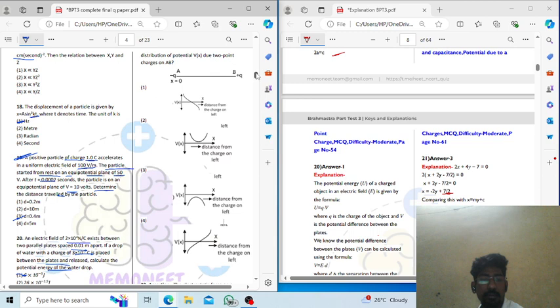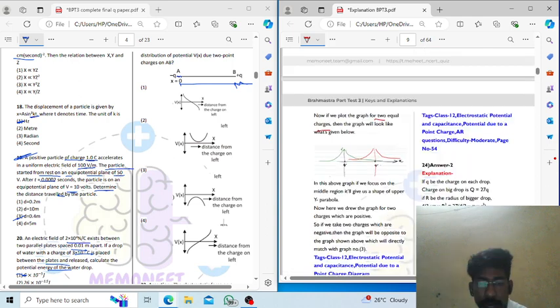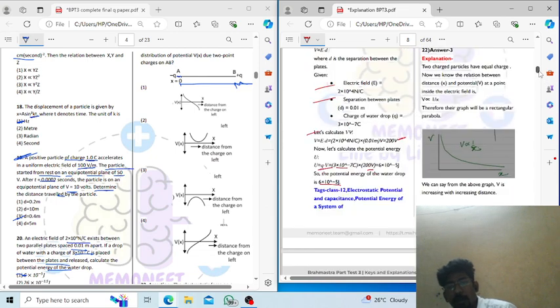First of all, you know the relation between V and X is inversely proportional. So their graph will be this rectangular parabola. Next, if you plot the graph for two equal charges, like Q and Q, equal charges but opposite sign, we get this graph. From this and from this, if you combine it, it will become this. So in the given options, it will become option number 2.